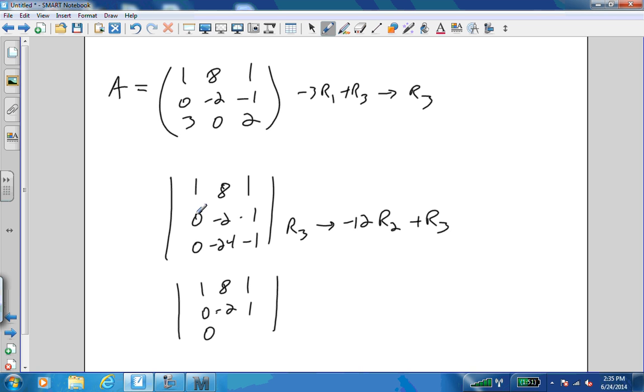Negative 12 times 0, so 0 plus 0 is 0. 24 minus 24 is 0. Negative 12 times negative 1, that's 12 minus 1. So we're upper triangular, so multiply down the diagonal. So 1 times negative 2 times 11. So negative 22. And that's, instead of being A, that's A2. So the determinant of that, D2, is negative 22.